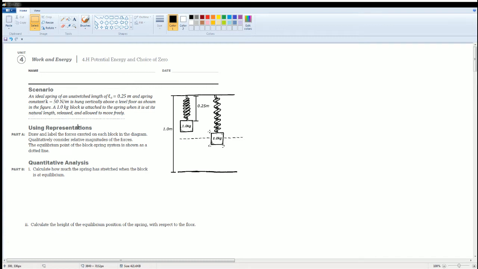Welcome to the AP Physics Workbook Solution. Here we have Unit 4, Work and Energy. The section is 4.H, Potential Energy and the Choice of Zero.